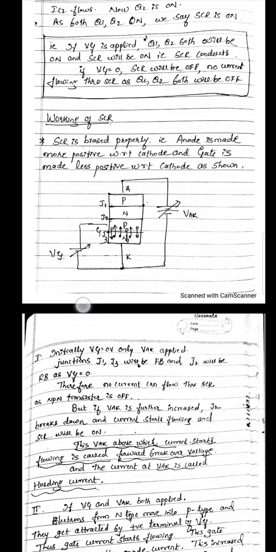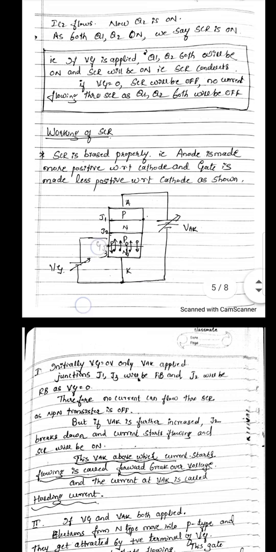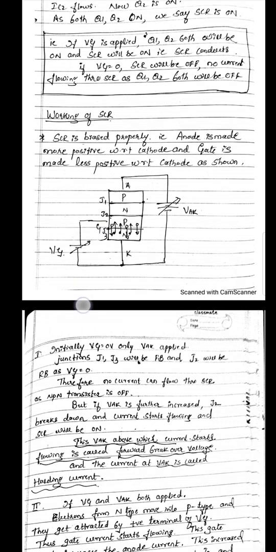Gate is nothing but a P layer. The gate is taken from the P layer, that is connected to the positive terminal. Cathode is N, that is connected to the negative terminal, which means this part is also forward biased. That is, the anode is made positive with respect to cathode, and the gate is also made positive with respect to cathode.